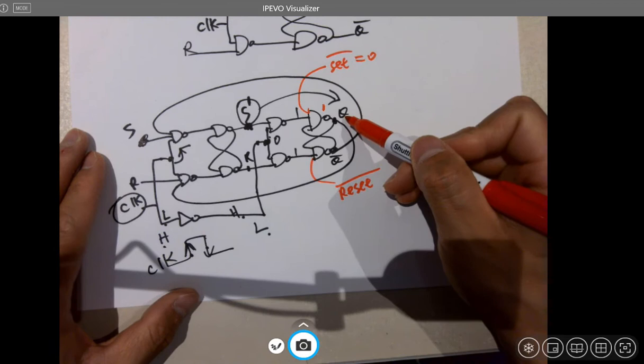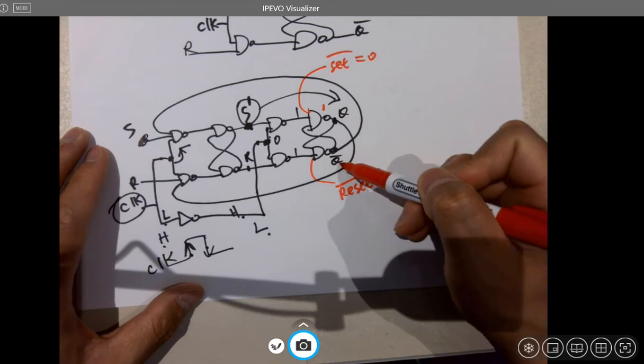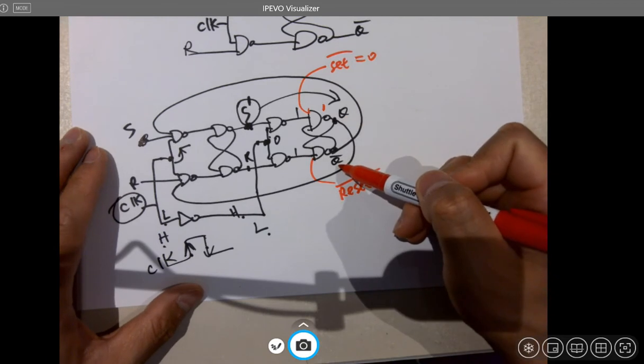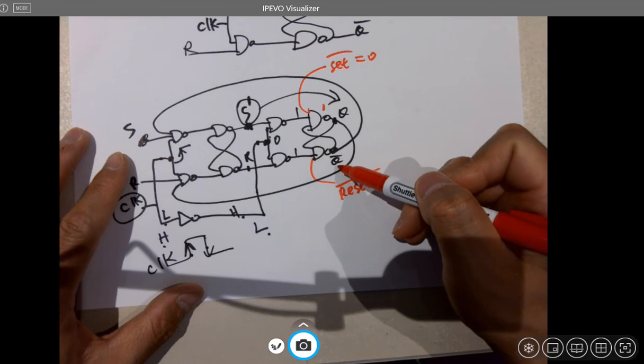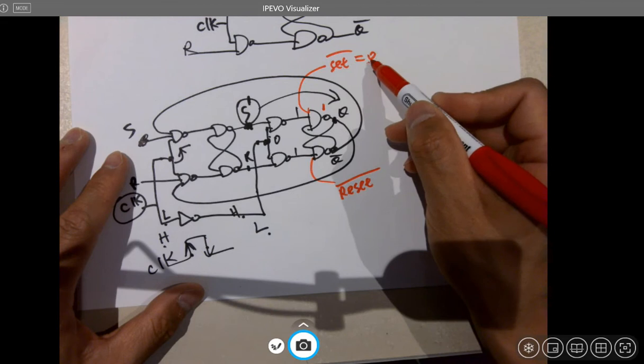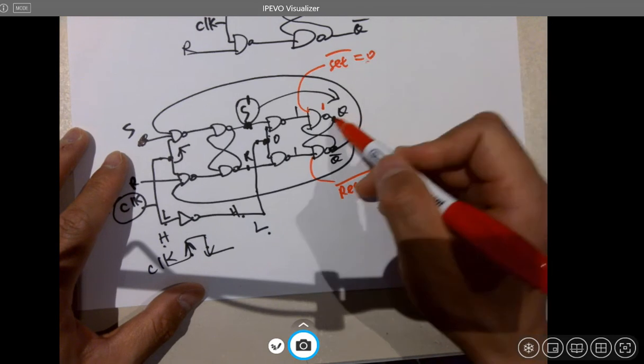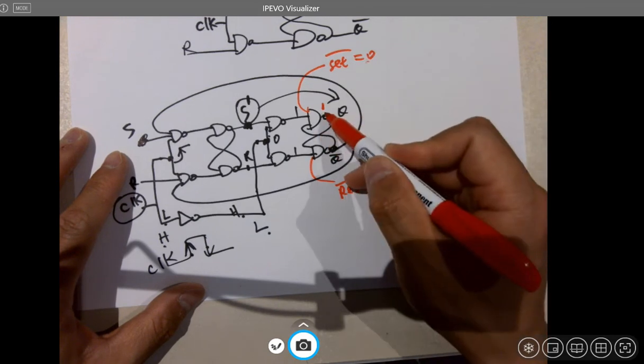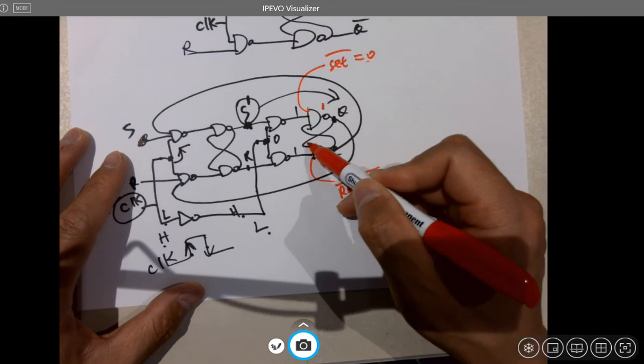Because when Q is being set, Q bar is not being reset. That's a problem. Is that making sense? So one here, for example, you give a zero here, right? And it's going to be one here definitely, because it's going to kill the NAND gate. So one will appear here as well.